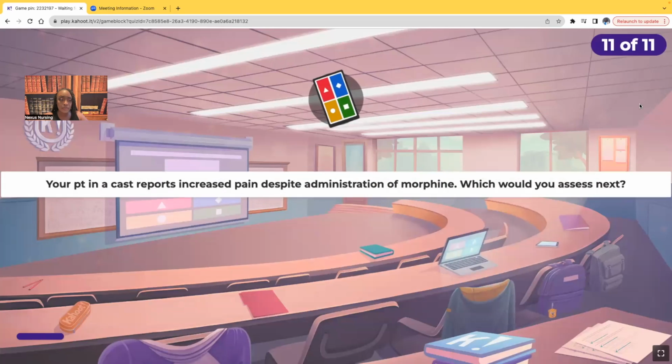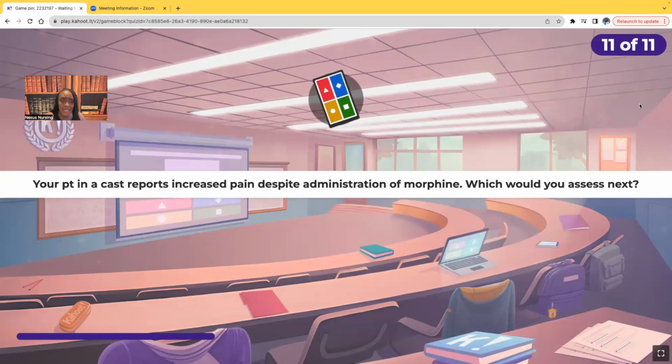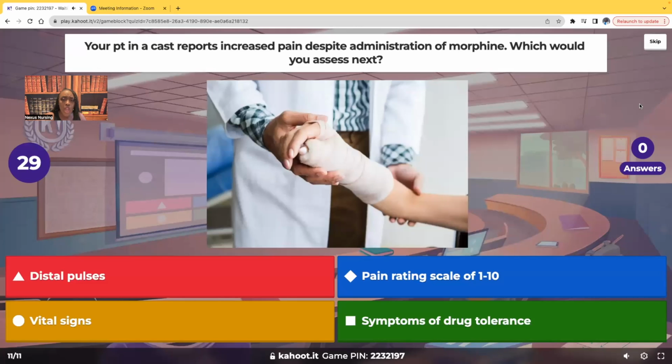Last question. Your patient's in a cast and they report increased pain despite administration of morphine. Which would you assess next? Would it be distal pulse, pain rating scale of 1 to 10? Would you check vital signs or would you check for symptoms of drug tolerance? Your patient in the cast is reporting increasing pain despite the fact that they just got morphine. What would you be assessing next?